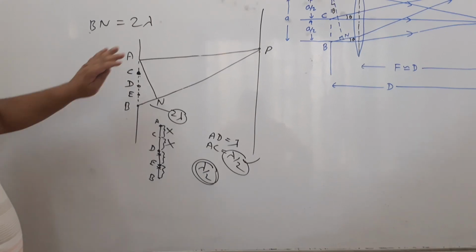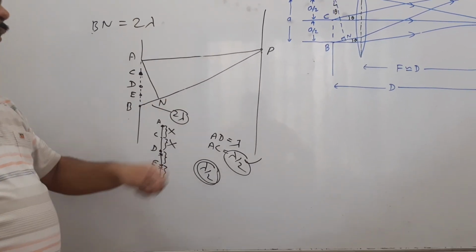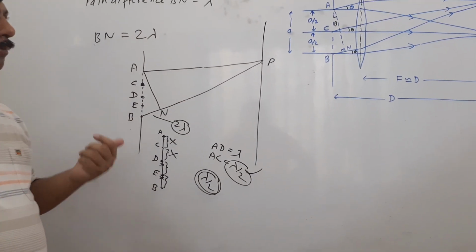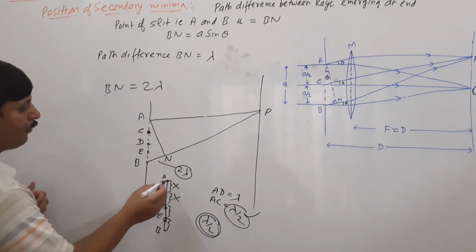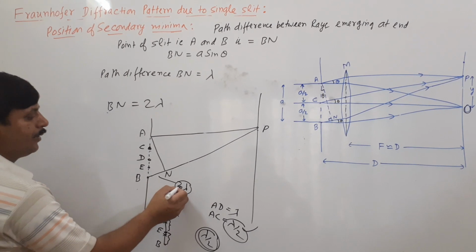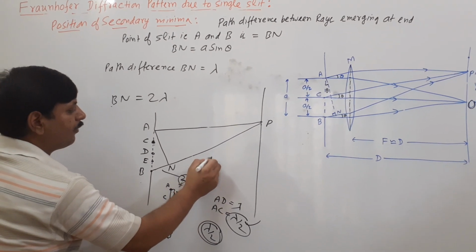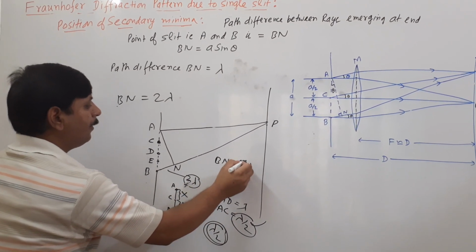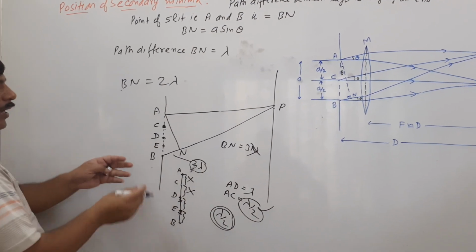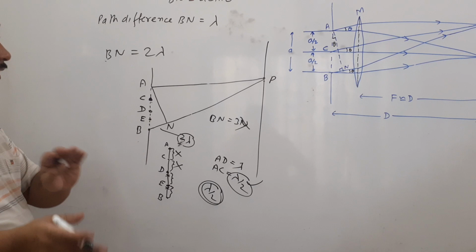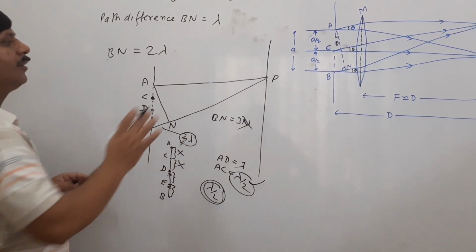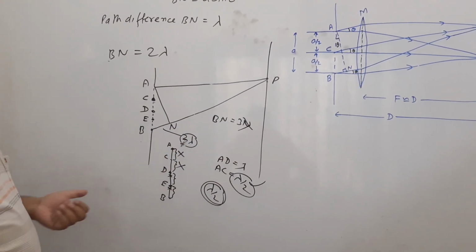So I have seen that when path difference is lambda, point P is minimum intensity, and for 2 lambda also minimum intensity. If we take path difference Bn equal to 3 lambda, you will divide AB into 6 parts. You will see the corresponding parts will cancel each other, and point P will be the minimum intensity.